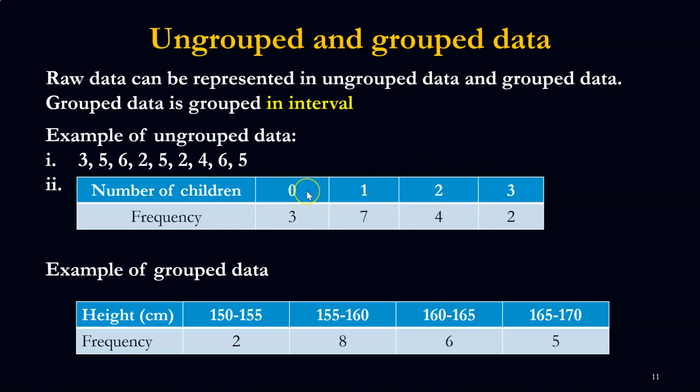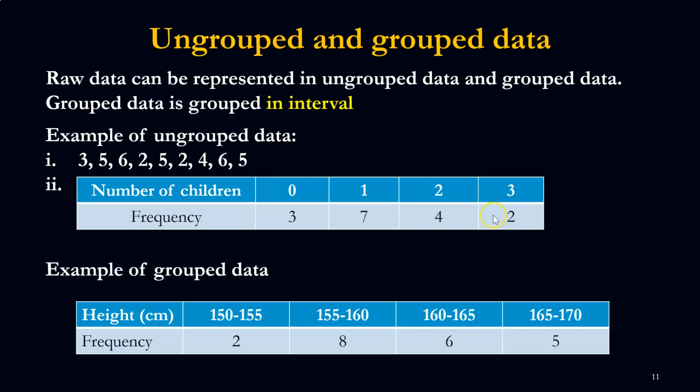For example, number of children. There are 0 children in the family. So the frequency is 3. Ada 1 children dalam that family. Okay, so ada 7 family yang ada satu orang anak. And then ada 4 family yang ada 2 orang anak. So this is either you can write it down using the first one, or using table.